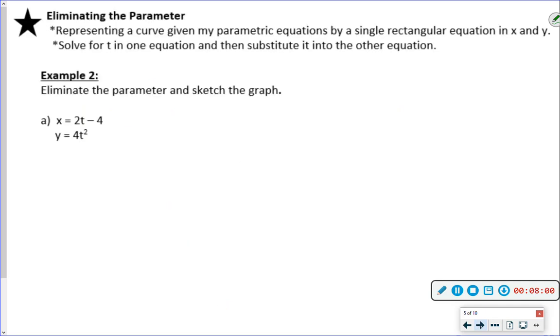Okay, last thing I'm going to show you that we're going to spend a little time on here, how to eliminate the parameter. Meaning, you want to get it out of parametric equations and get it into an x and y equation, a y equal. So we could maybe graph it in our calculator or whatever. So, you want to represent it, of course, by a single rectangular equation, x, y. And here it kind of gives you the gist on how to do it.